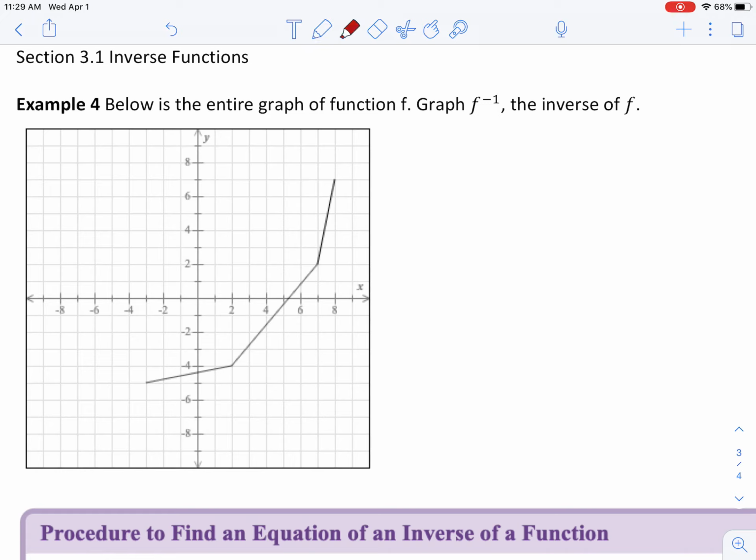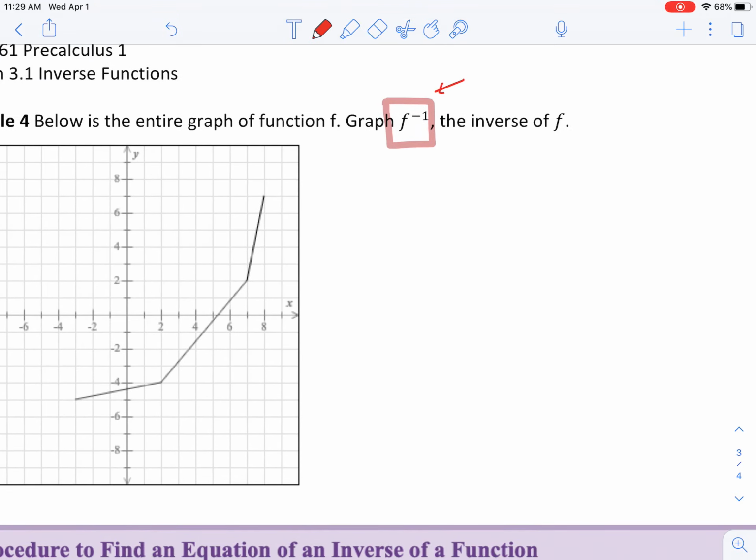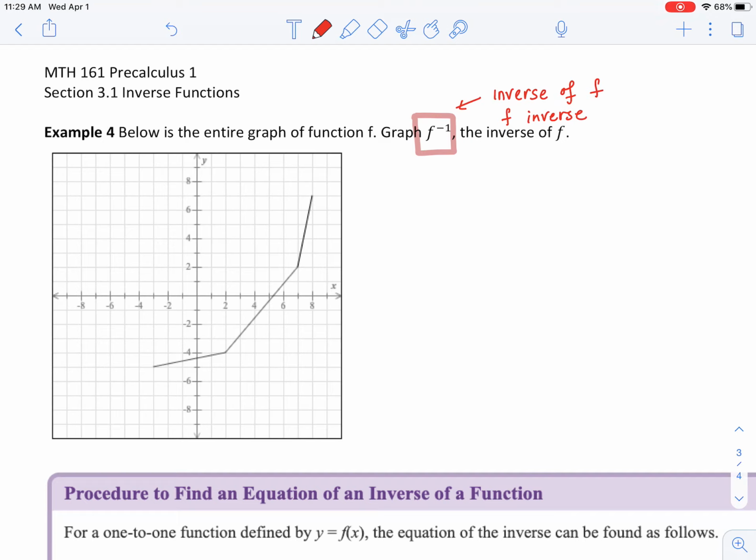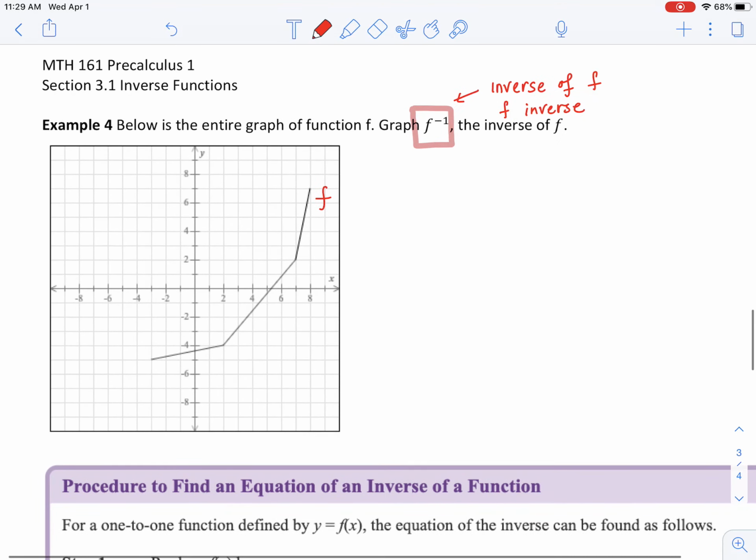Now the graphing one is easy. If you want to just graph the inverse, first of all, take a look at this notation. It looks like f with an exponent of -1. This is just a notation for the inverse function. This is the inverse of f, or you can read it as f inverse. Below is the entire graph of the function f. They want you to graph the inverse function, f inverse. Let's go ahead and do that.